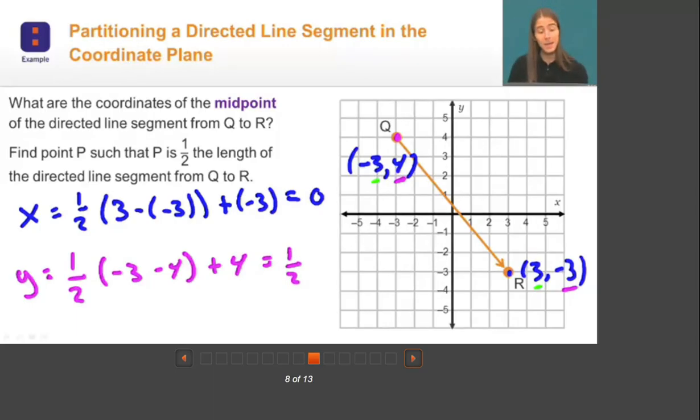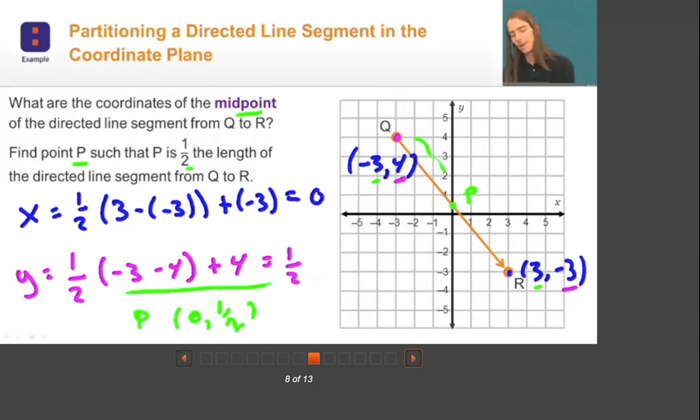Therefore, the point P, such that P is 1/2 the length of the directed line segment, that is to say that P is the midpoint, it has coordinates 0, 1/2. That's point P. And if I were to plot point P, I can see it's right there. And examining this, I can see that it does, in fact, serve as the midpoint of my directed line segment.